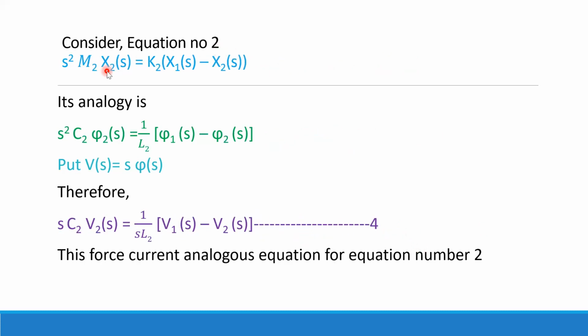If you put the similar values of mass with mass, displacement, spring constant, and resistance into this equation, you will get this equation. And if you put V of s is equal to s phi of s, then you will get another equation, which is s C2 V2 of s equals 1 by s L2 into V1 of s minus V2 of s. So this is equation number 4. This is the force-current analogous equation for equation number 2. So 1 is analogous with equation number 3, and 2 is analogous with equation number 4.